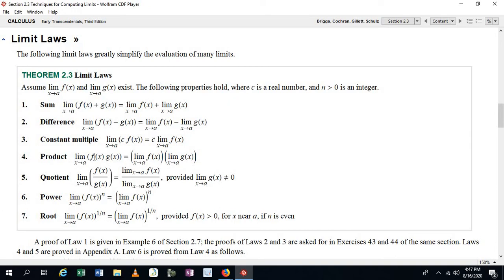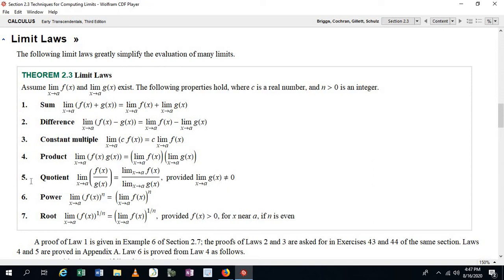Okay, the fourth rule says the limit of f times g is the same as the limit of f times the limit of g. Okay, the fifth rule says the limit of f divided by g is the same as the limit of f divided by the limit of g, provided that the limit of g is not 0. Because if the limit of g were 0, then this would be undefined, because you can't divide by 0 and get a real number.